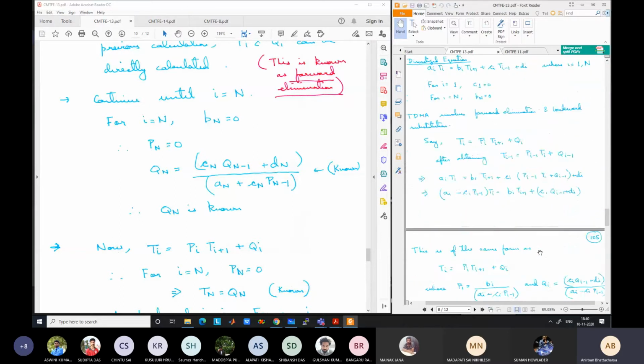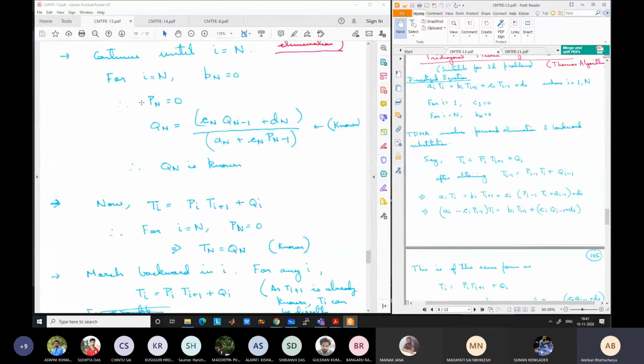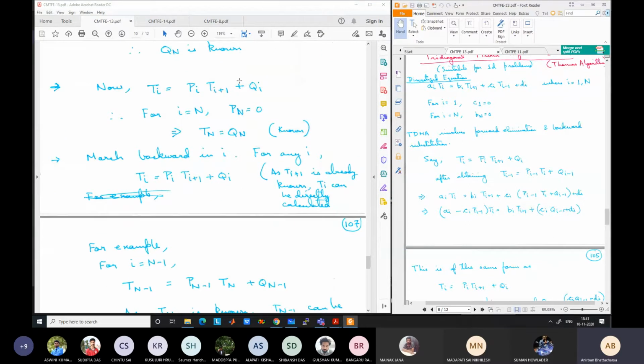All the other grid points are unknown. Only for the last grid point we have found the value. Now what we are going to do? We have come in the forward direction of i, and now we will go in the backward direction of i. This is known as backward substitution. We are going to use this equation for the backward direction.